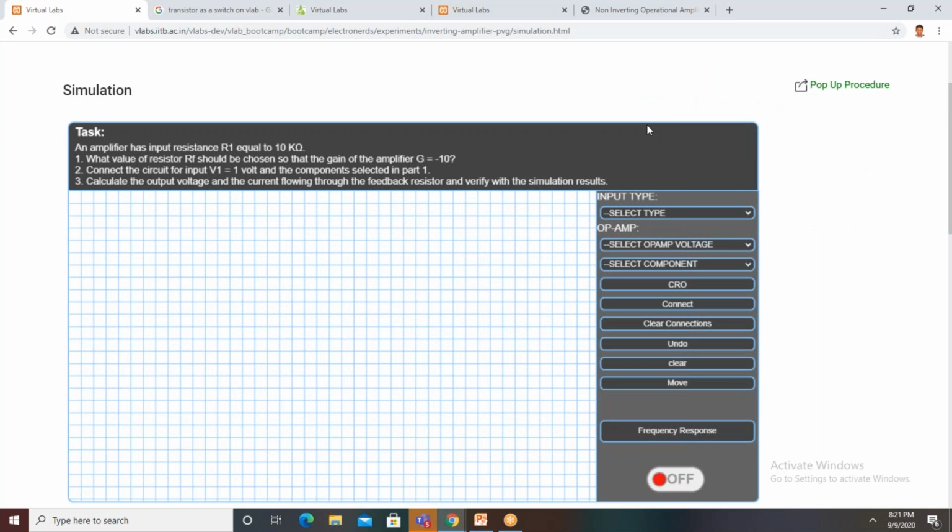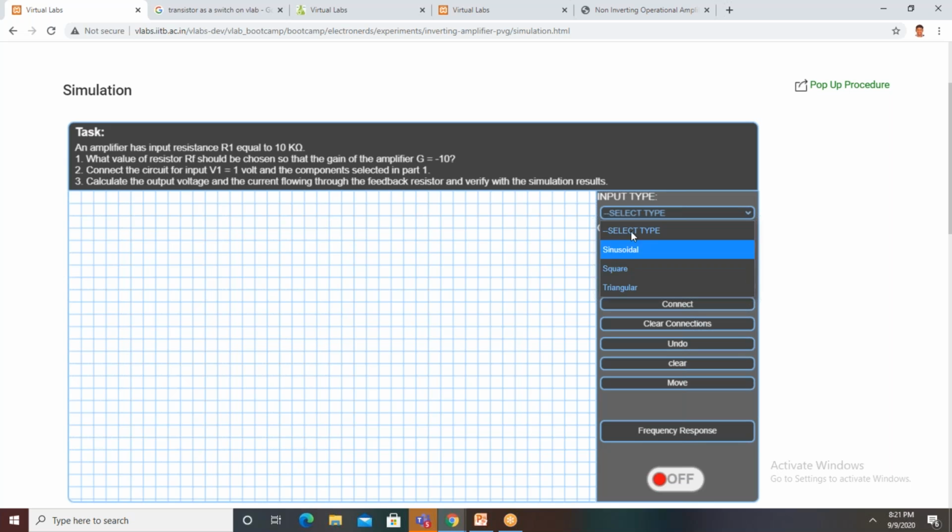Am I right, sir? So this is the input resistor. You take it and place it here. The input resistance value is 10 kilo ohms, 10 kilo ohms, 1, 2, 3, 3 zeros. Then take the feedback resistance and place it here. Feedback resistance is available. You can place it here. And the feedback resistance value to get gain minus 10.